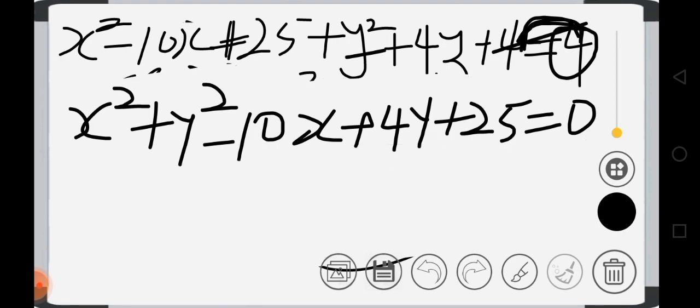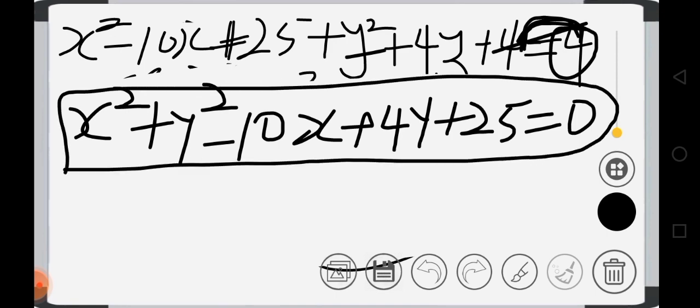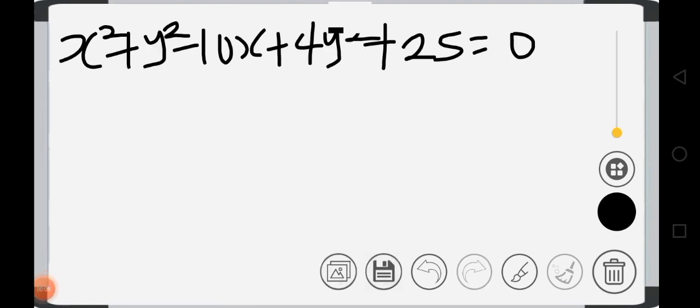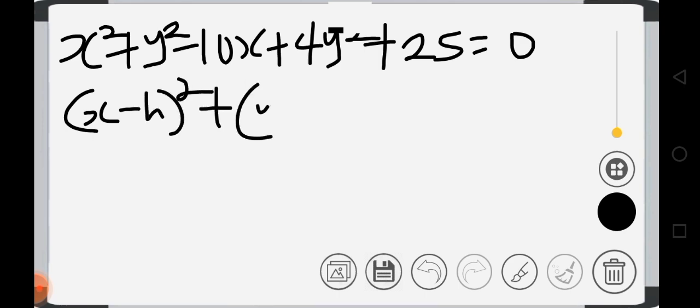If you open that equation, let me first circle this, because this is the answer to this. This is the equation to that. So if you open that, you're going to have something like this. Remember what we were having before was something like this: (x minus h) squared plus (y minus k) squared equals r squared.